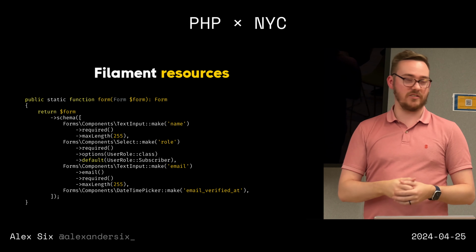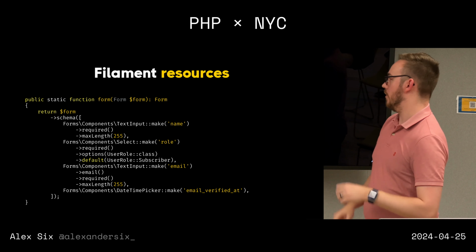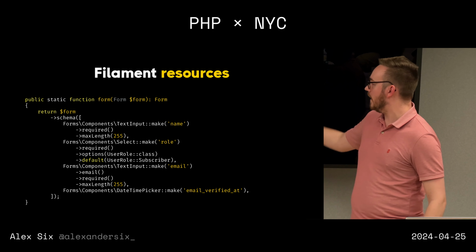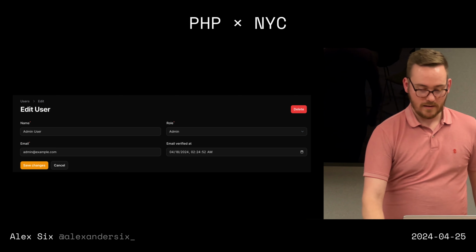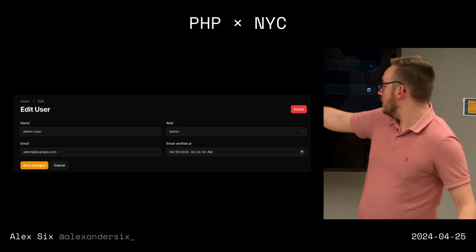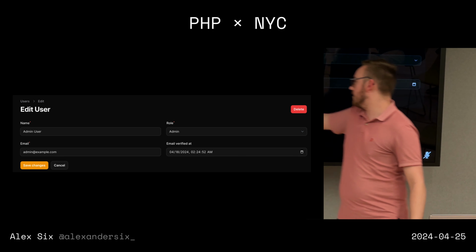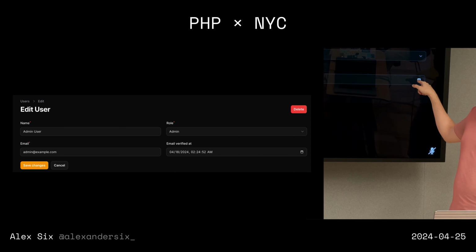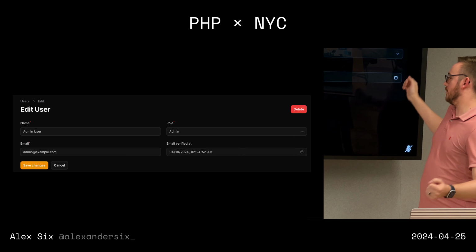You're not having to relearn things or have little nuances. There's a couple little nuances, as you know, there always is, but in general, this is what you're looking at. And this is the form we get. Name, select field, another text input, date input. There is a calendar here. I just didn't click on it when I captured the screenshot.